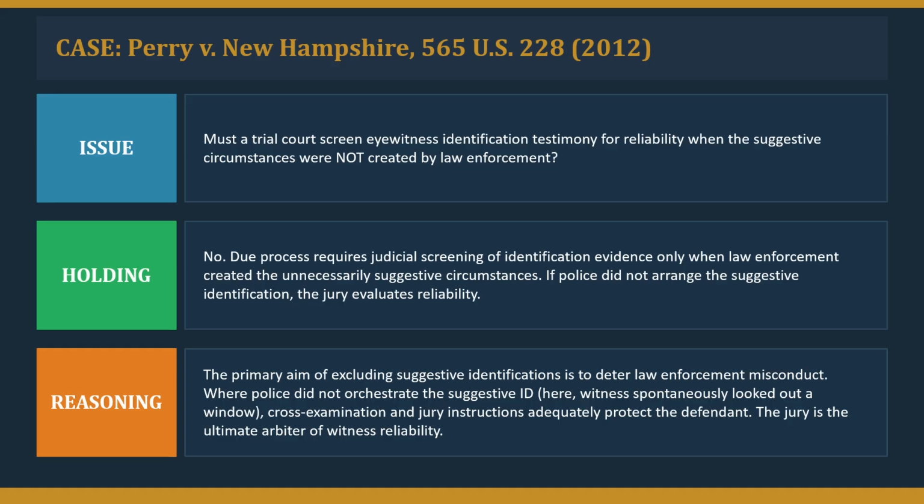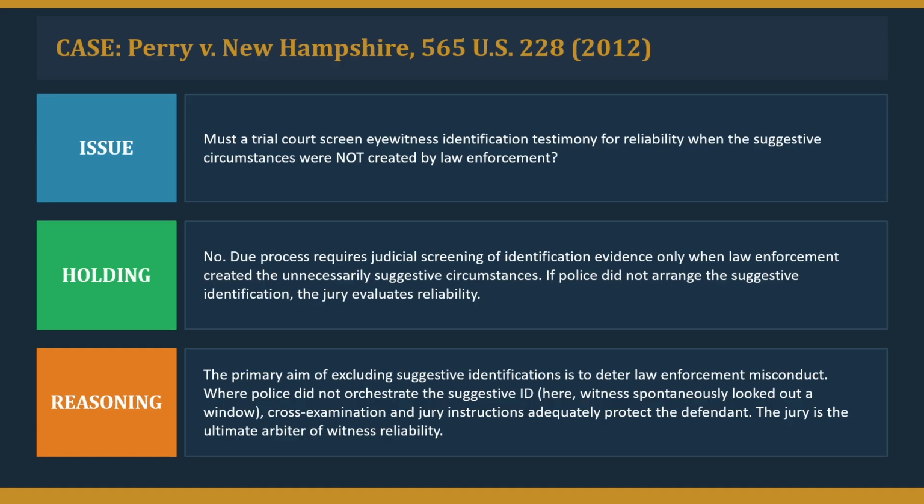At trial, she identified Perry in court as the man she had seen that night. Perry was convicted. Perry argued that the identification was so suggestive, a single individual in handcuffs standing next to a police officer, that the trial judge was required to screen the identification for reliability before allowing Blandon to testify.